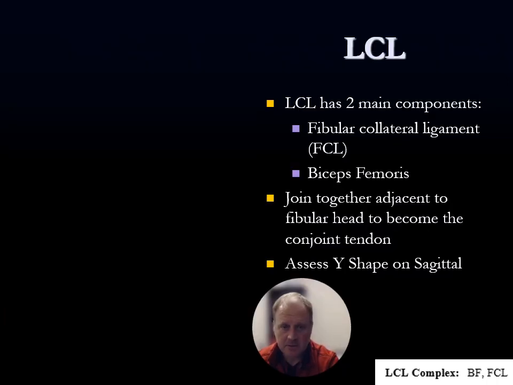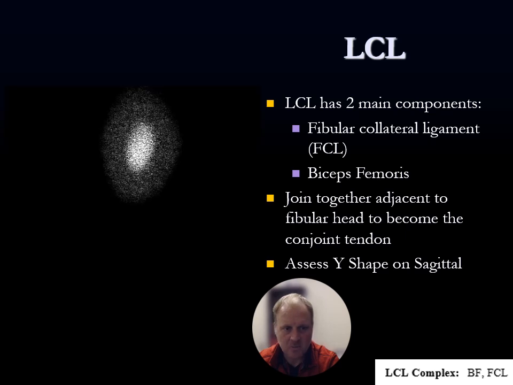The lateral collateral ligament, or LCL, has 2 main components, the fibular collateral ligament and the biceps femoris. They join together near the fibular head to become what's called the conjoint tendon, and you can assess that on sagittal imaging if you can find that Y shape, which is a nice thing to look for. I'm not going to show the sagittal imaging here, but if you do practice on your own, I would suggest trying to look at those sagittal images and seeing if you can see how those 2 components come together to form what kind of looks like a Y.